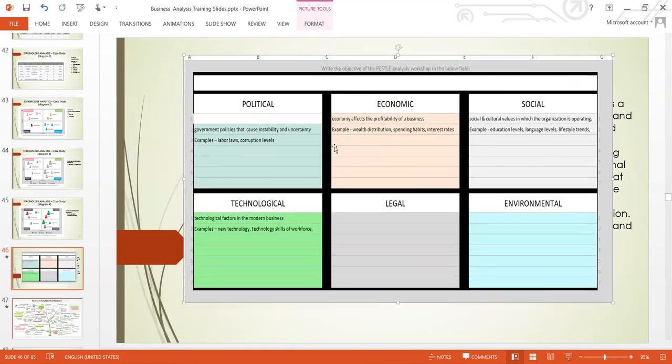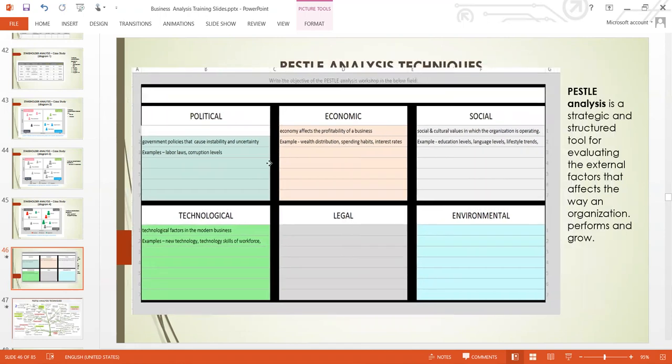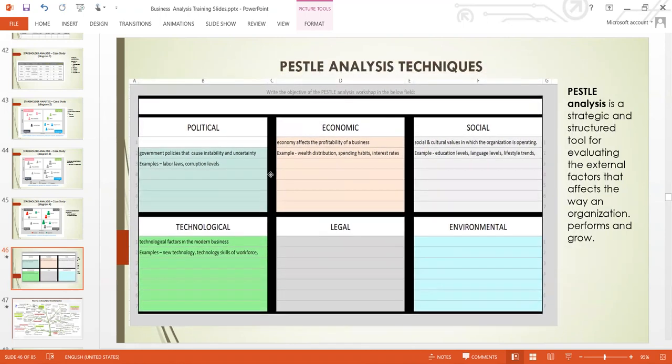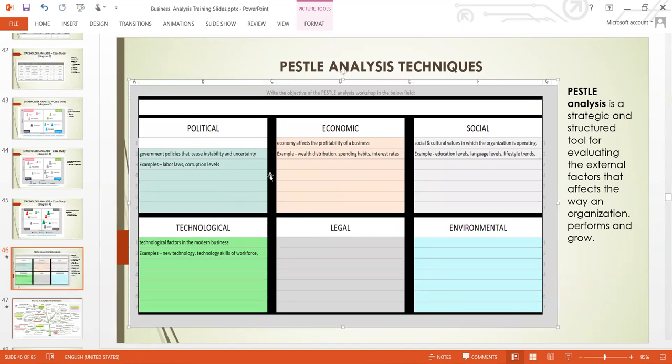So let's look at social and cultural value, a social factor. These are the social and cultural values within the organization, where the organization is operating. And here, we're looking at the level of education, the language within the environment, and the lifestyle.